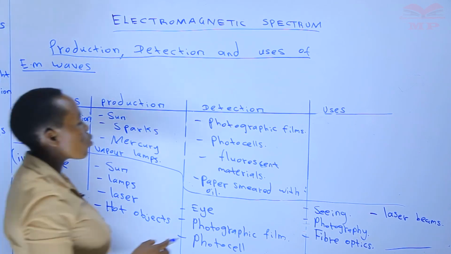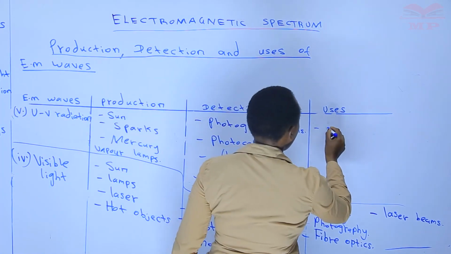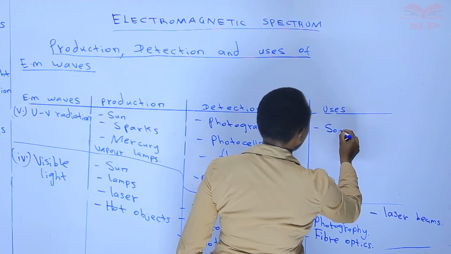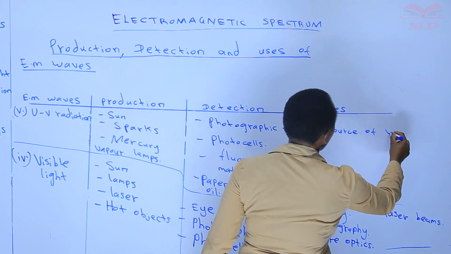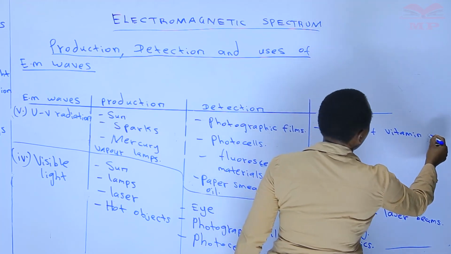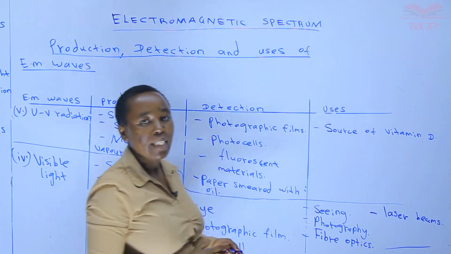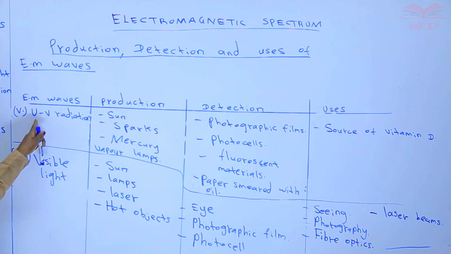And some of the uses, we have it as a source of vitamin D. We get vitamin D from the sun, and it's due to the UV radiation, so it's important.